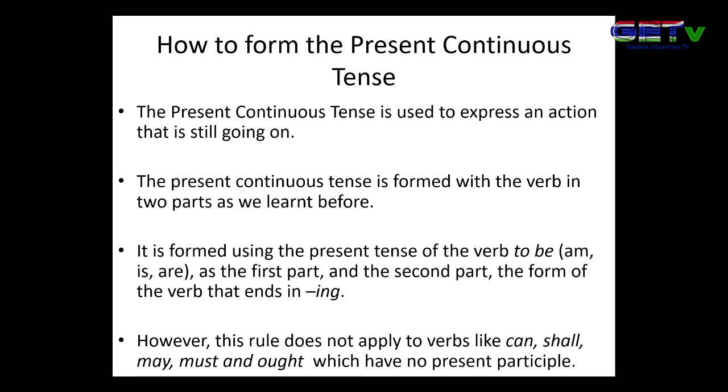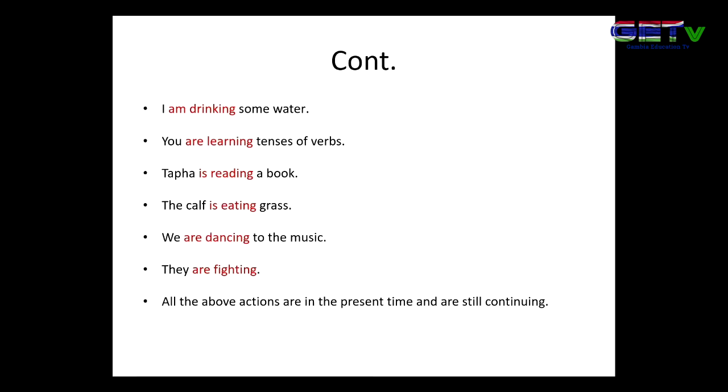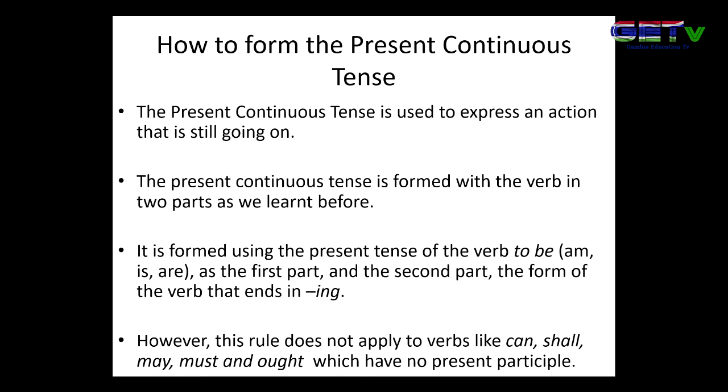Like, for example, if you look at this sentence here, I am drinking some water. Am is a verb, drinking is a verb. So you have two verbs here that combine to give you a tense. The present form of the verb to be and the present participle of drink in combination gives us the present continuous tense. That is how to form the present continuous tense.